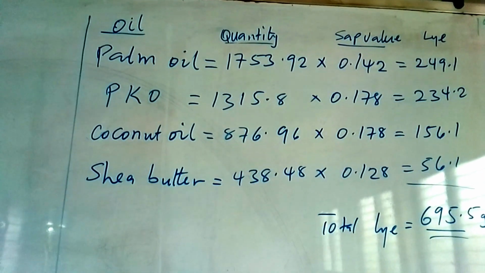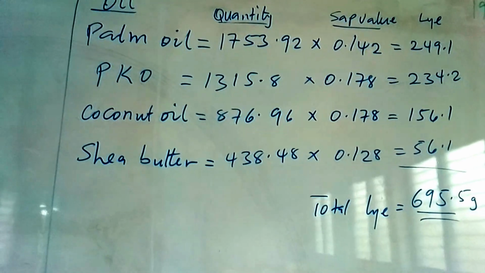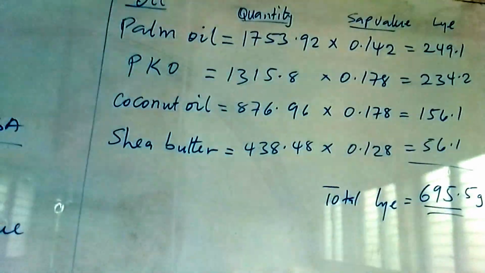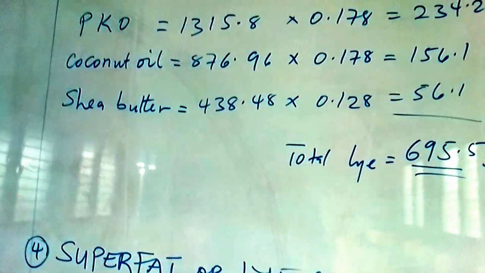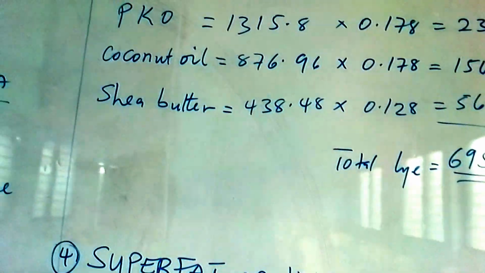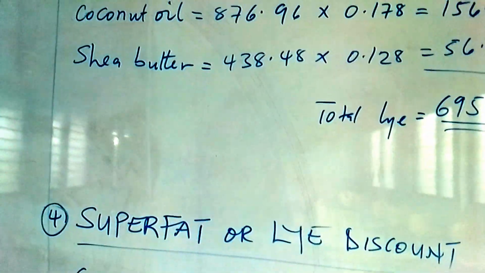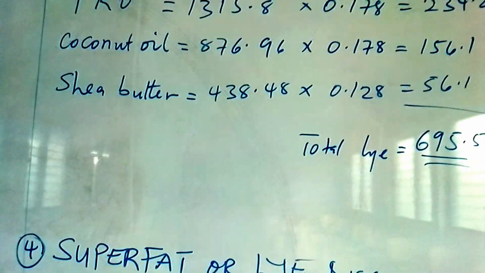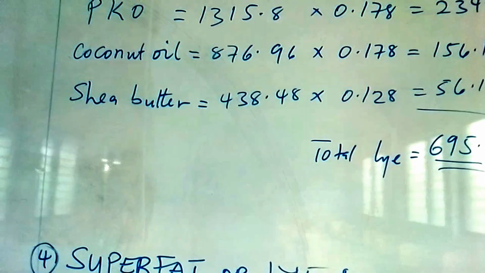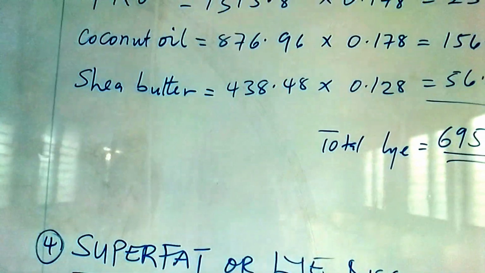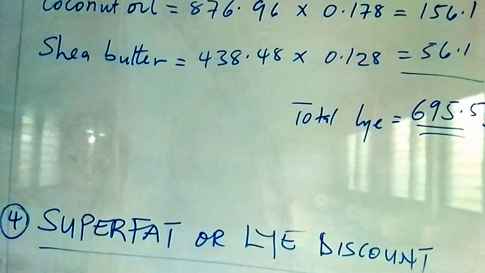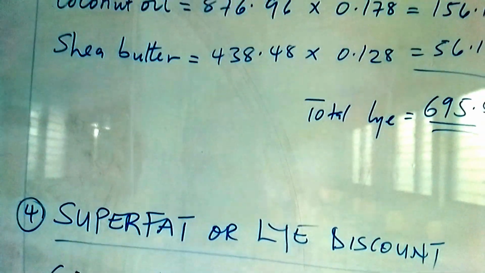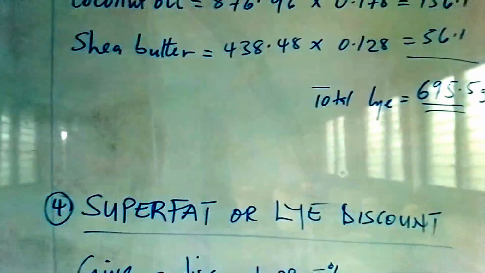And for palm oil, we had 1753.92. That was the quantity of oil that we found, and that was 40% of the total oil. PKO, 15.8, coconut oil, 876.96, shea butter, 438.48.